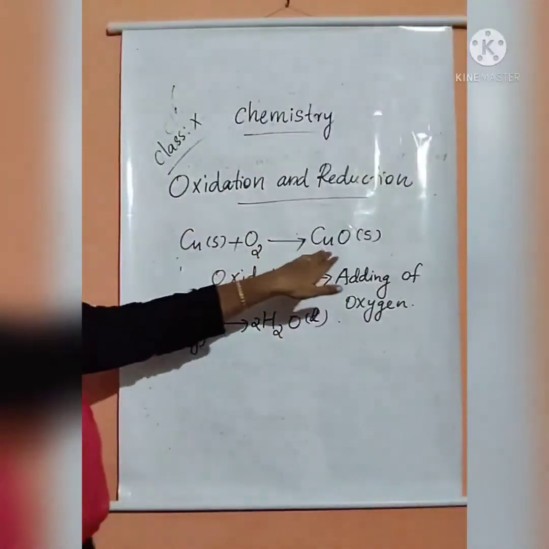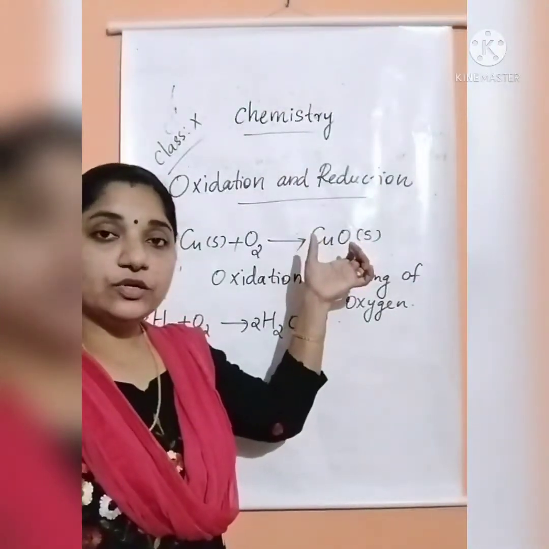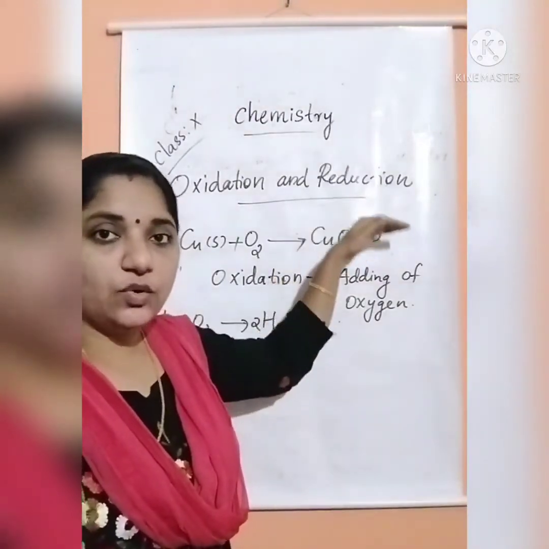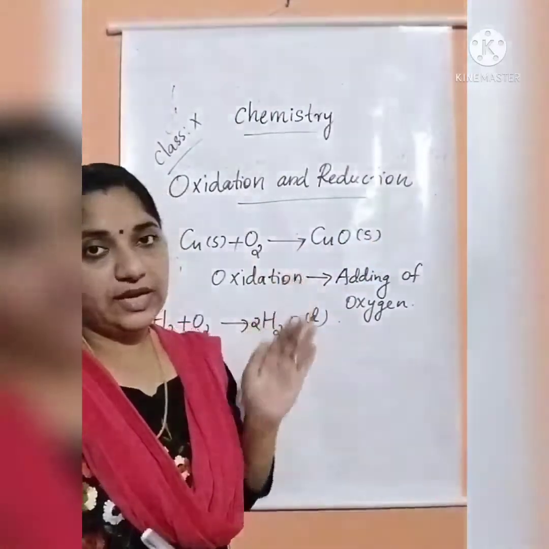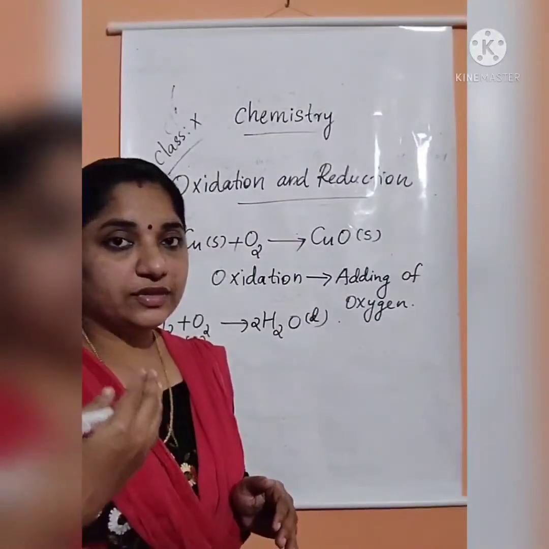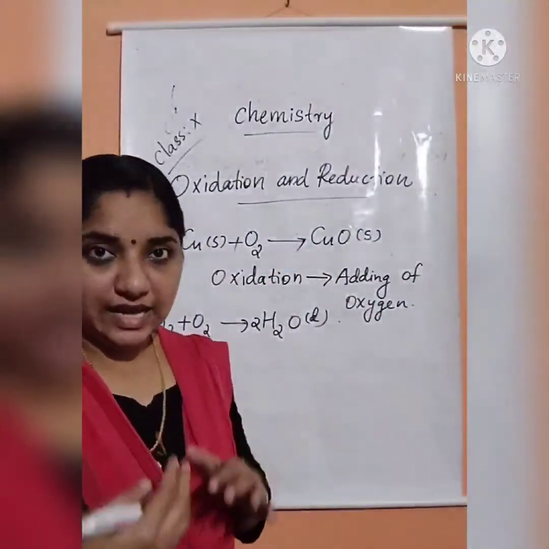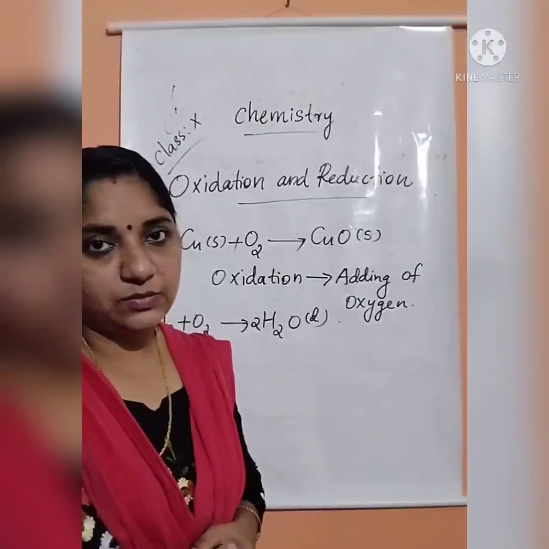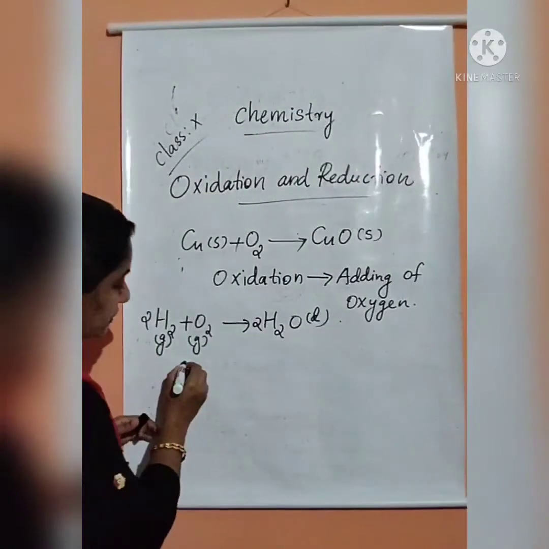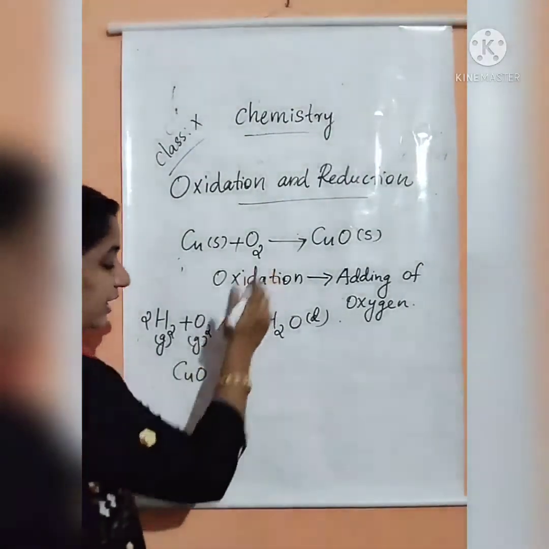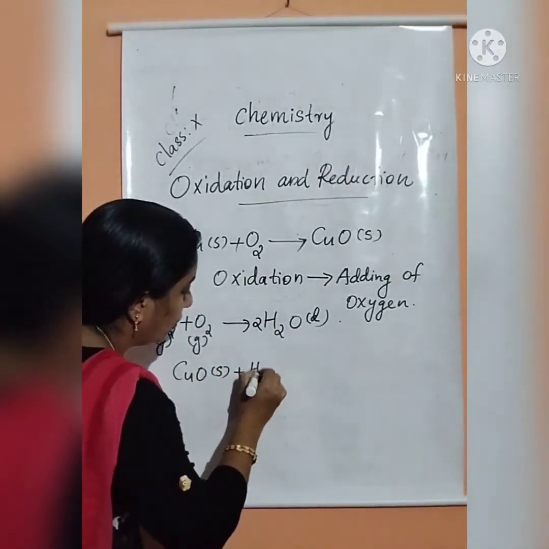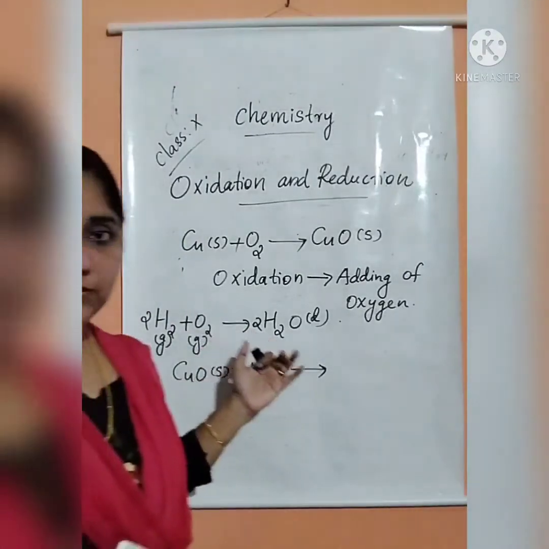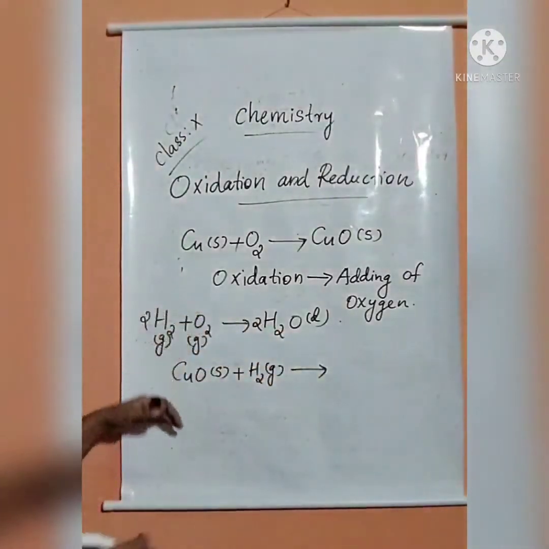Then what is the color of copper oxide? Black color. We pass hydrogen gas over this copper oxide. After some time we can see that the brown color of the copper is regained. That is, the reverse reaction takes place when we pass hydrogen gas over copper oxide.